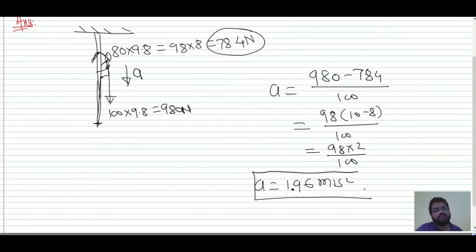So if we have the acceleration in the body equal to 1.96 meter per second squared, then this string will not break. If the acceleration is like 2-3 meter per second squared, nothing will happen to the string. But if the acceleration is lesser than 1.96, the string will automatically break. Why? Because the maximum it can bear is 784 Newton.